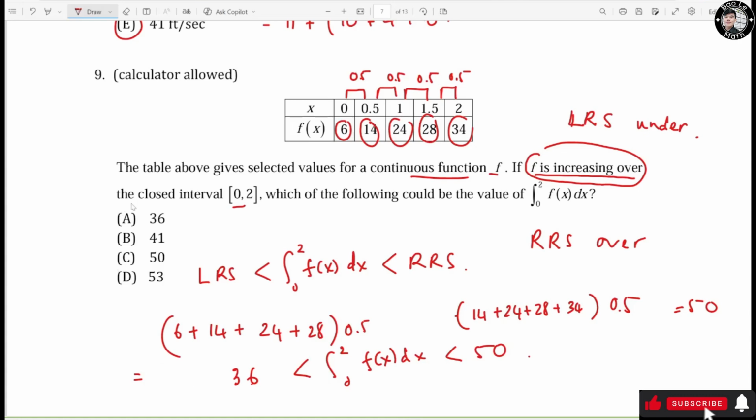Now we look for the values between 36 and 50, which is 41. The answer must be B.